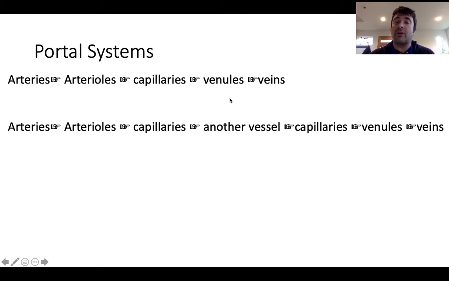Capillaries are drained by venules. Venules fuse to form veins. Veins bring blood back to the heart. And that's a typical system. That's a typical blood flow route in your systemic circulation. Remember that when you're tracing out a drop of blood.